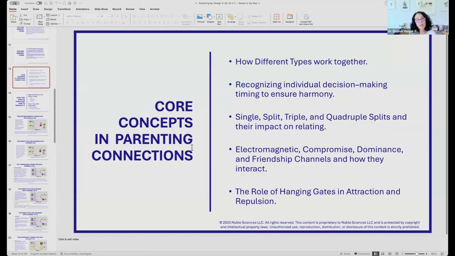So the core concepts in parenting and parenting connections are how the different types work together, recognizing individual decision-making and the timing of that so there's harmony. We have single, split definition, triple split, and quadruple splits, and they impact relating. We also have electromagnetic, compromise, dominance, and friendship channels and how they relate. And we have the role of hanging gates in attraction and repulsion. So I'm going to take you through some of these with input on how that might serve different types and different parenting.